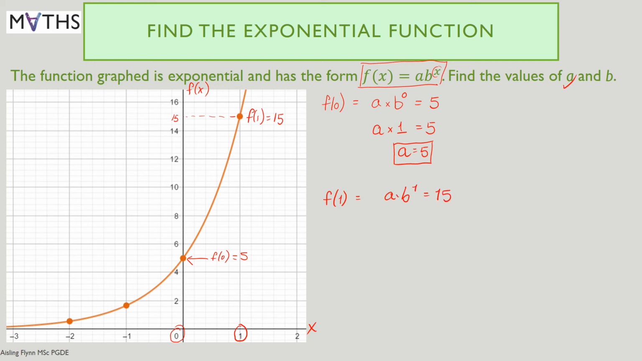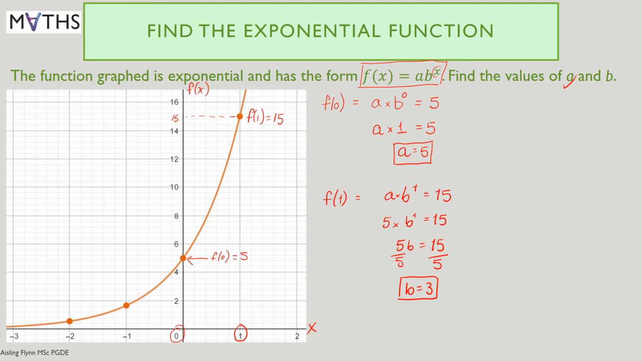Okay, so those two would be multiplied. Now, we already know what the value of a is from the first one, so we can substitute for that. So we can say 5 times b to the power of 1 equals 15. Now b to the power of 1 is just itself, b, so we get 5b equals 15, and to solve for b we would divide both sides by 5 and we get b equals 3.